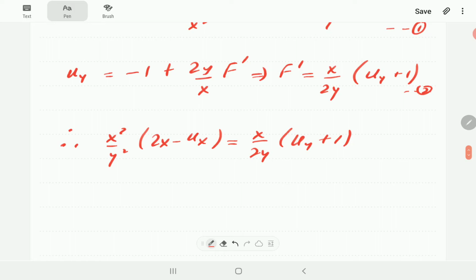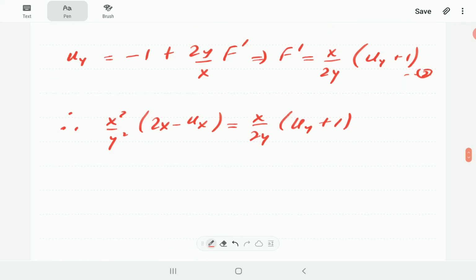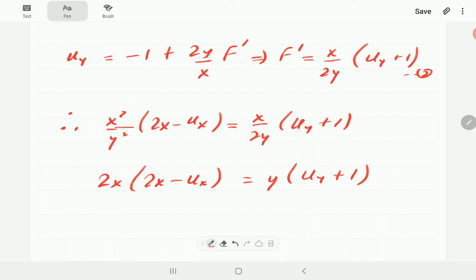And then if we clear out the fractions, this thing is going to give us 2x into 2x minus u_x. And then on the right hand side, we're going to have y into u_y plus 1. So basically what we will have done here, you can see that the x is a common factor and y is a common factor there.